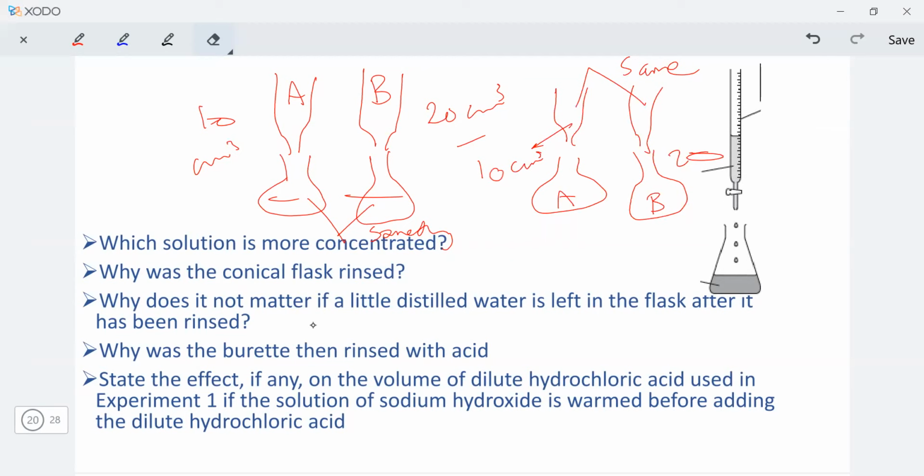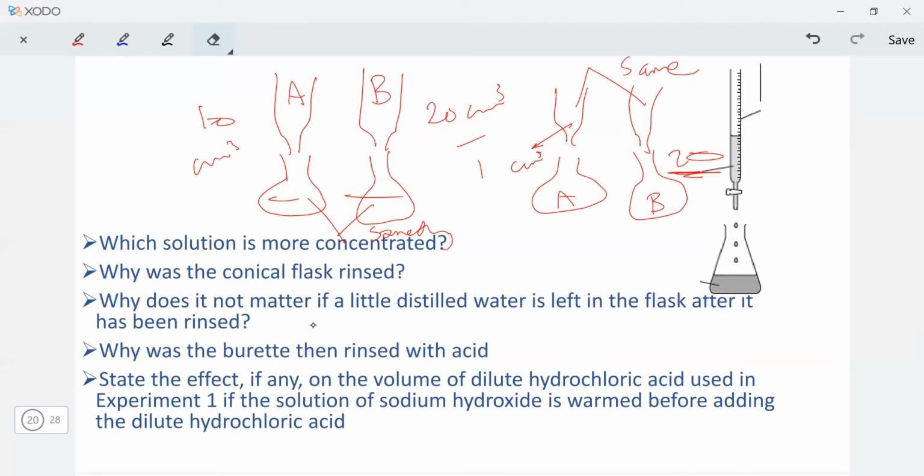So again, let me repeat. If I'm testing what is in the burette, the one which did the job with a smaller amount is the one which is more concentrated. But if I'm testing what's inside the flask, the one which required more amount of the thing which is in the burette is the more concentrated. Why? Because it required more volume to be neutralized. This is very important, and it's a very common question in many exams.